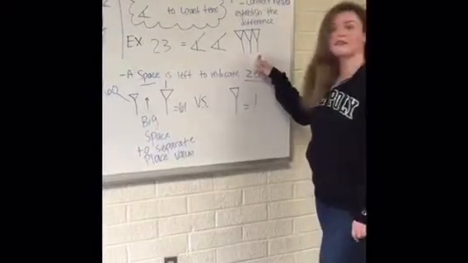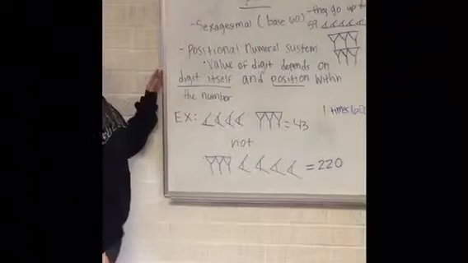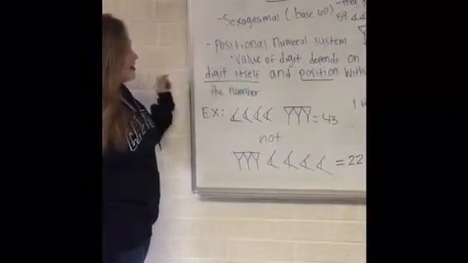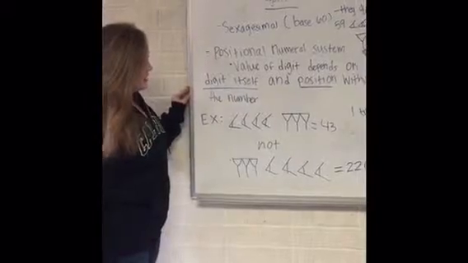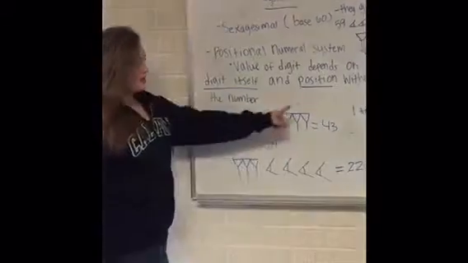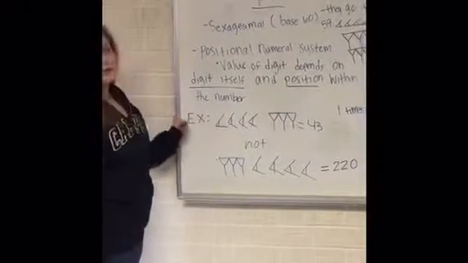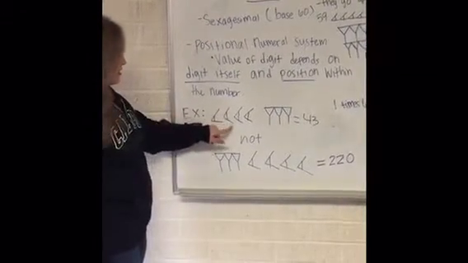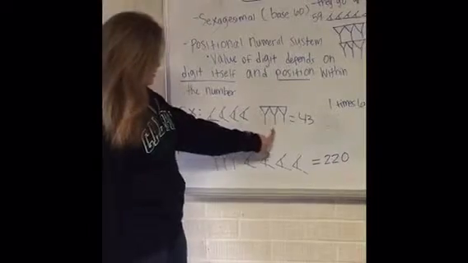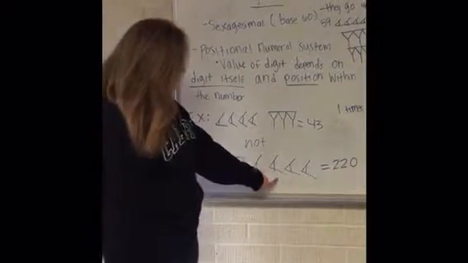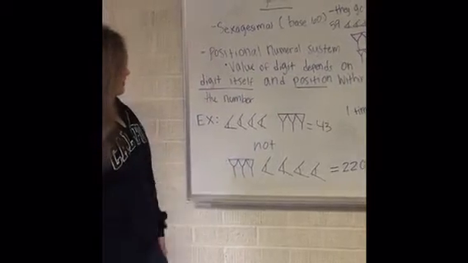Okay, so this numeration system is a positional numeration system. So that means the value of the digit depends on the digit itself and the position within the number. So that means to write the number 43, you would do your 4 tens and then your 3 units, not the 3 units and then the 4 tens, because that would be a completely different number.